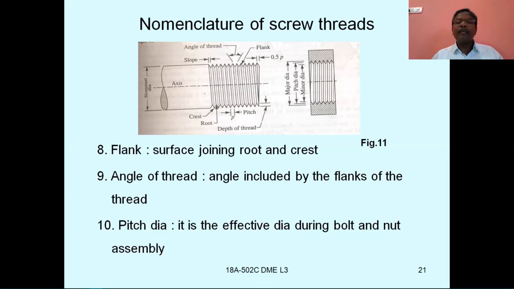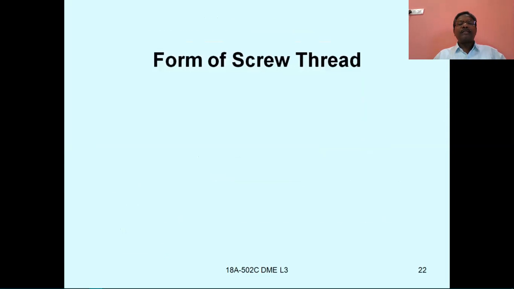Number one is the major diameter. Number two is the minor diameter. Number three is the pitch. Number four is the crest, root, and then depth of thread, pitch diameter, and also angle of thread, flank, etc., and helix angle. All these are the nomenclature of screw thread. Right? So please remember all these definitions.